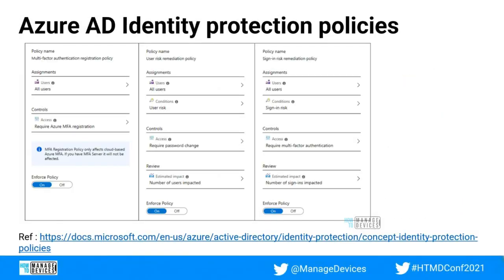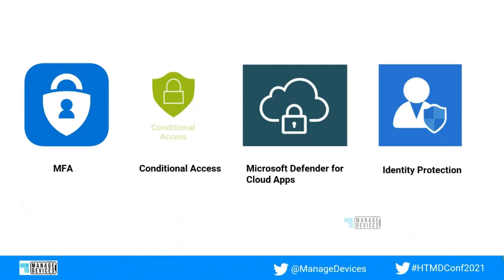And this is the same thing which I just showed you. So these are the different identity protection policies that you have. This is something which I was just talking about. So in order to conclude, I spoke about Azure AD Multi-Factor Authentication, Conditional Access, Microsoft Defender for Cloud Apps, which was known as MCAS, and then Identity Protection.